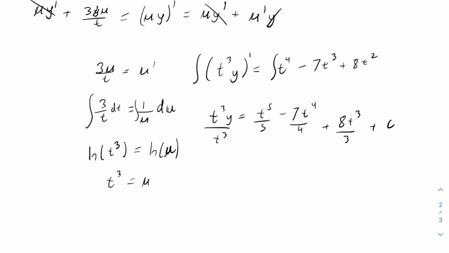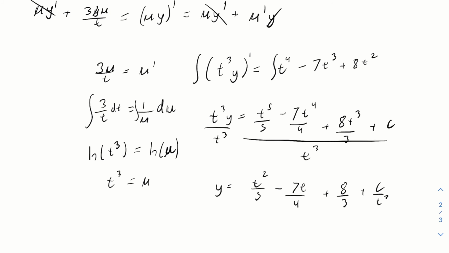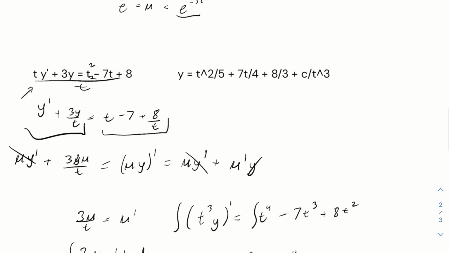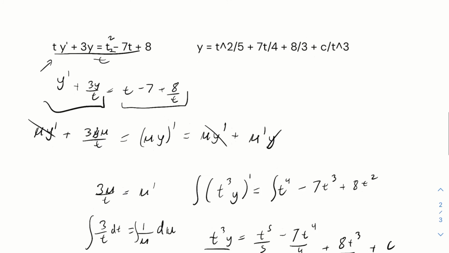Now divide everything by t cubed. We get y equals t squared over 5 minus 7t over 4 plus 8 thirds plus c over t cubed. And if we look at the answer, yep, we got it right.